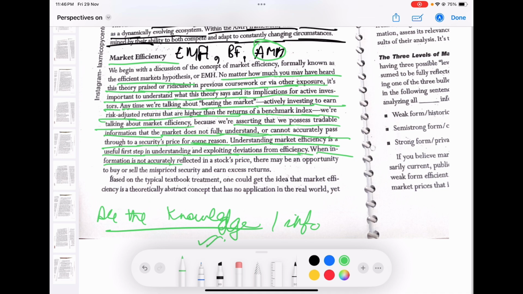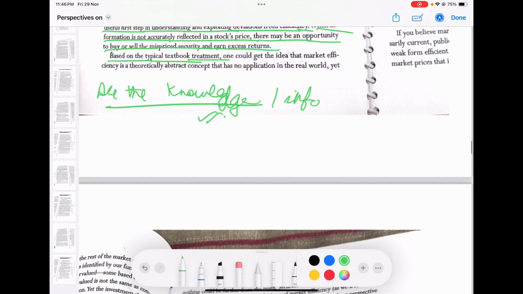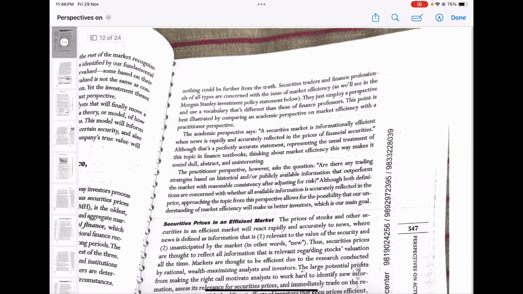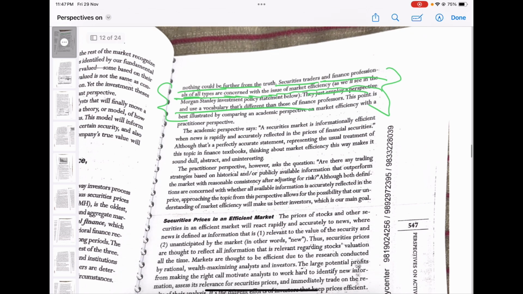When information is not accurately reflected in a stock price, there may be an opportunity to buy or sell the mispriced security and earn excess returns. Based on the typical textbook treatment, one could get the idea that market efficiency is a theoretically abstract concept that has no applications in the real world. Yet nothing could be further from the truth. Securities traders and finance professionals of all types are concerned with the issue of market efficiency. They just employ a different perspective. So basically, that is what this particular theory states.